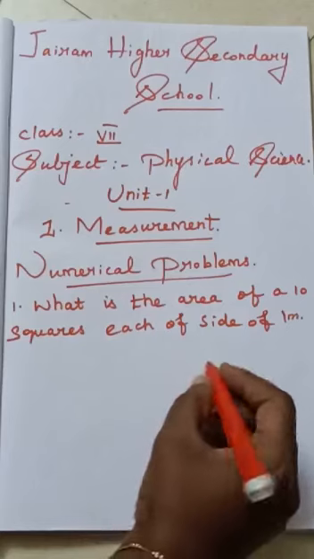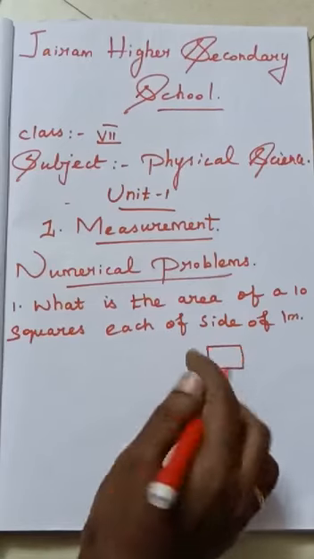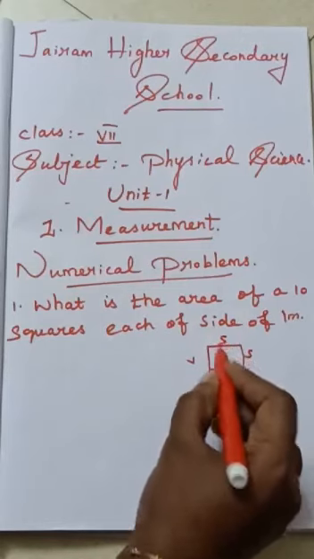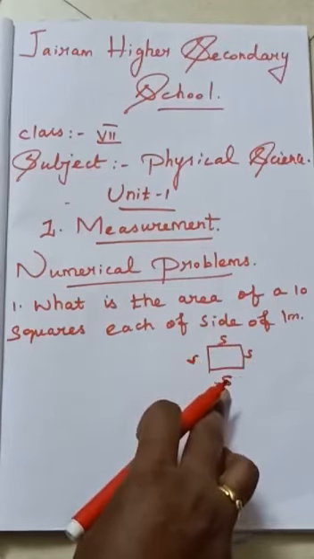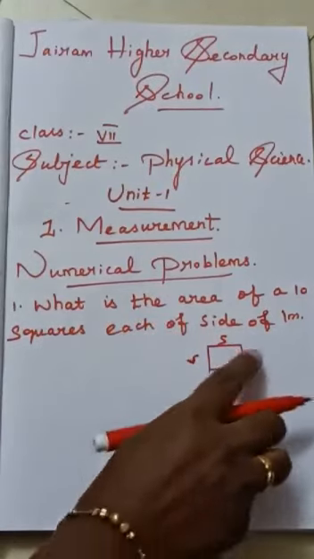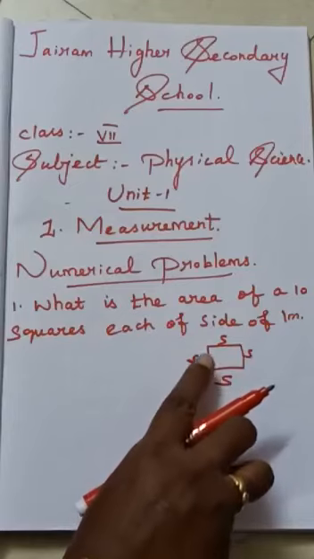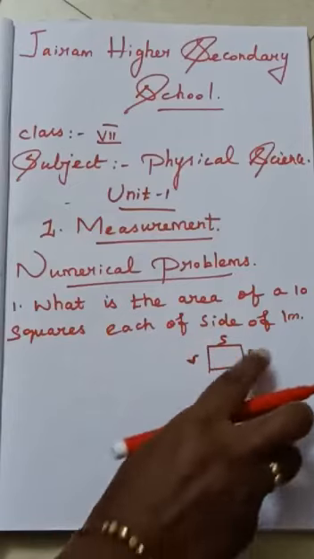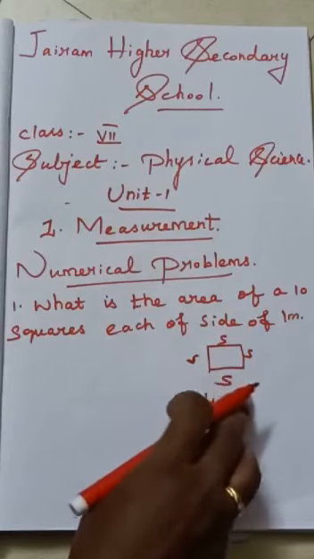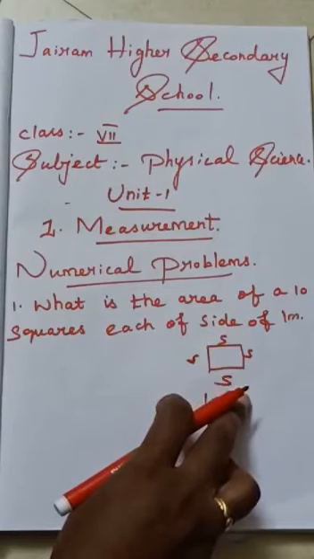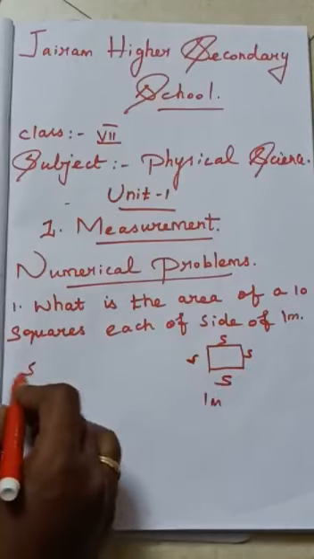It means you just consider the area of a square, right? This is the area of a square. We have how many sides? 4 sides. In that, the question is, what is the area of 10 squares, each of side 1 meter? It means if each side is 1 meter, what will be the area of the squares when it is 10? Clear? Shall we solve the sum?